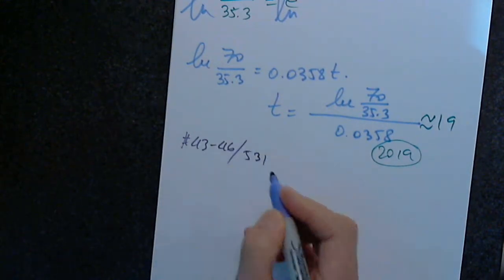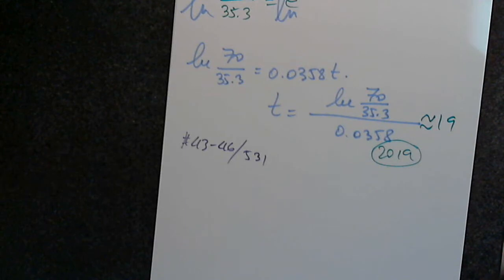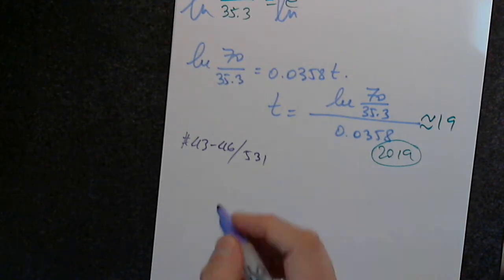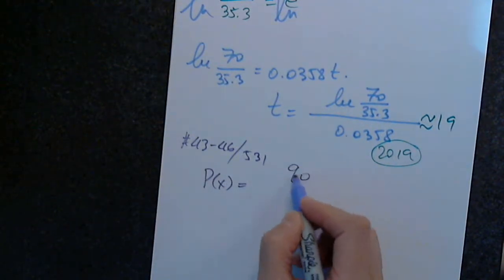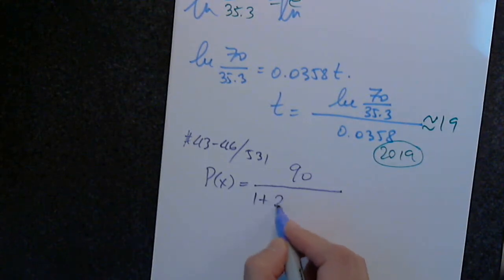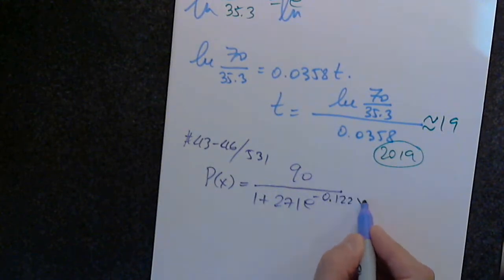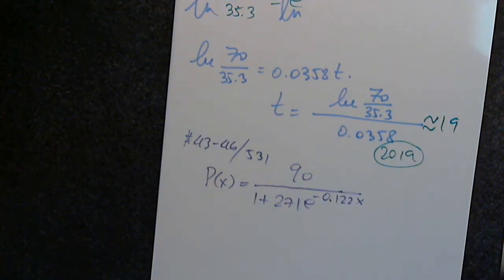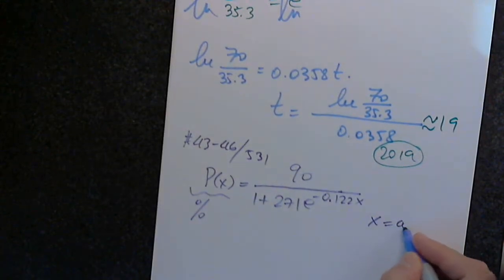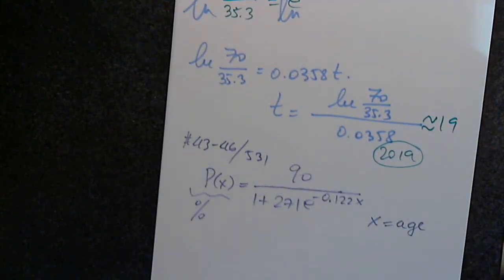I think you're too young to think in these terms, but at some point in time you may. The logistic growth function, P of x, equals 90 divided by 1 plus 271 e to negative 0.122x, models the percentage. Take notes. Always take notes when you read the problem. Percentage of Americans who are X years old, X is the age, with some coronary heart disease. Use the function to solve exercises 43 through 46.